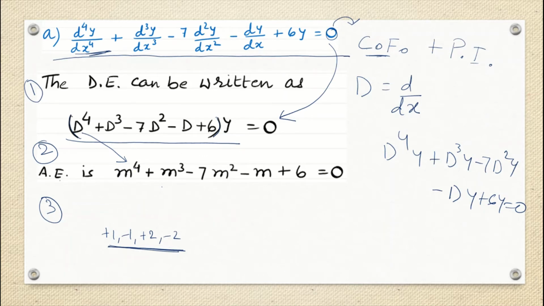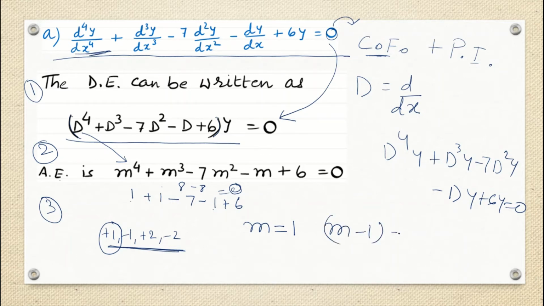So just try with 1. It will be 1 plus 1 minus 7 minus 1 plus 6. So this is minus 7 minus 1, which is minus 8, and this is 6 plus 2, which is 8. So by the inspection method, if you replace m with 1, you got 0, right? That means 1 is 100% a root of this auxiliary equation. So one thing you came to know: m equals 1 satisfies this equation, right? Or you can write m minus 1 equals 0. Both are exactly the same.